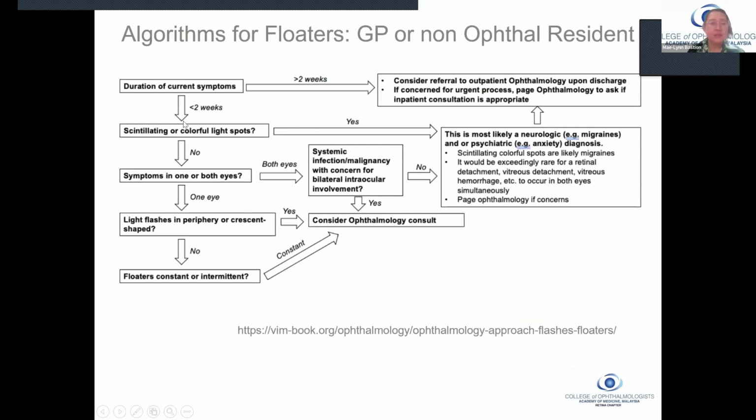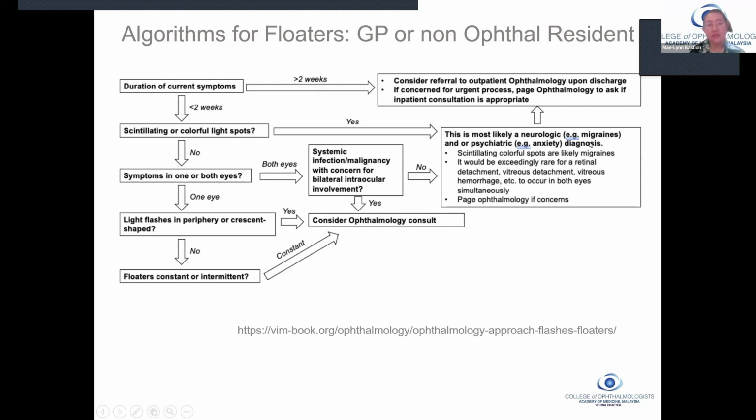Now in practice, when it comes to general medical knowledge regarding floaters, I took this from one of the guidebooks for general practitioners or non-ophthalmology residents. Essentially, they are supposed to take a history. So for the duration of the symptoms, if it's more than 2 weeks, they refer to outpatient ophthalmology. If concerned for urgent and new processes, they will inquire whether the patient also sees flashing lights or colorful light spots.